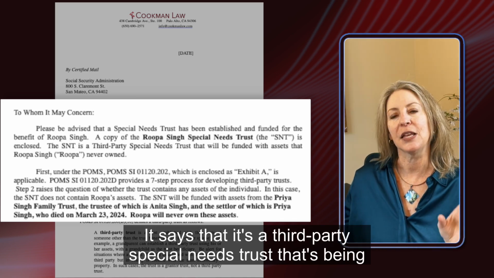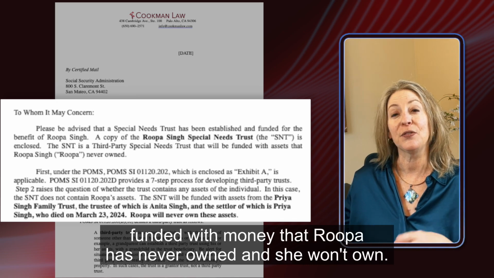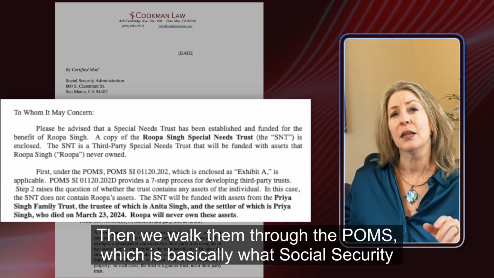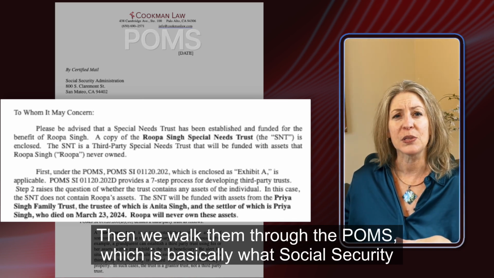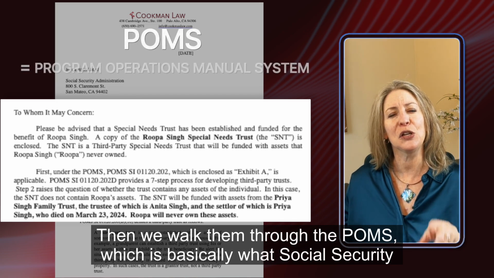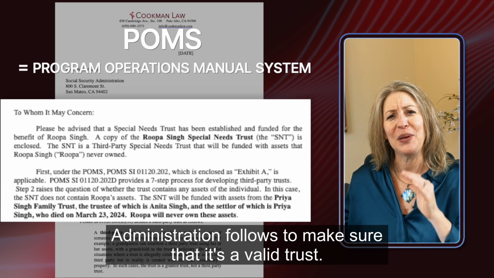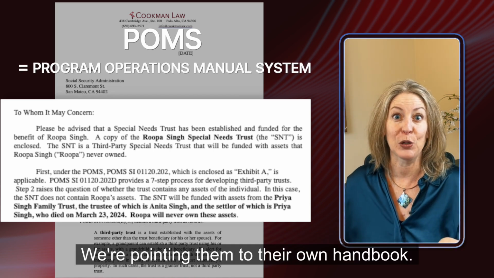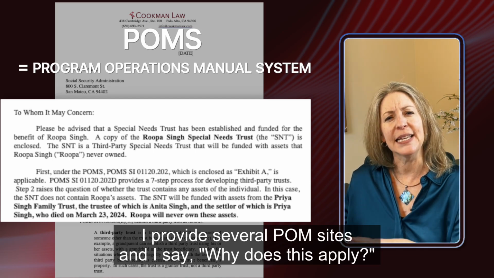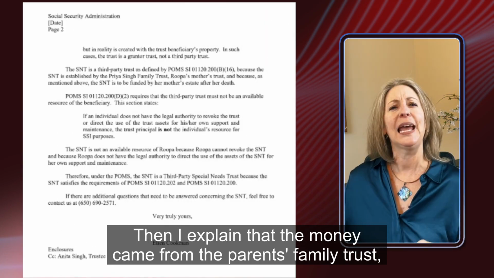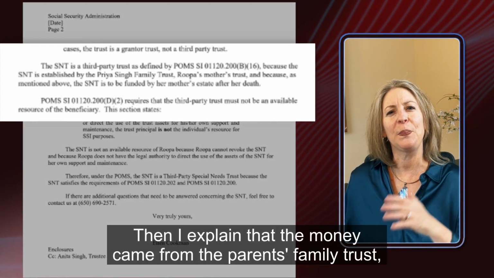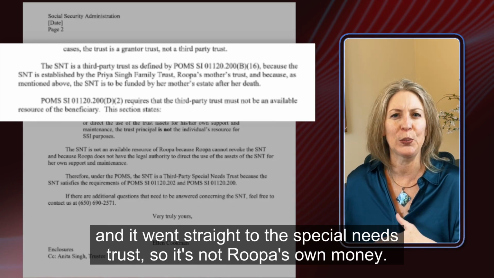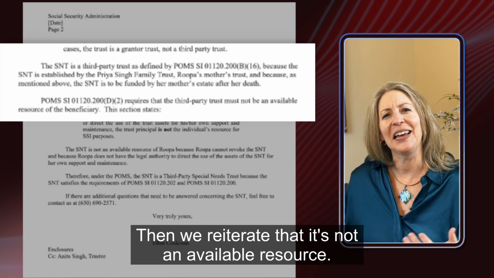And it says that it's a third-party special needs trust that's being funded with money that Rupa has never owned and she won't own. And then we walk them through the POMs, which is basically what the Social Security Administration follows to make sure that it's a valid trust. So we're pointing them to their own handbook. I provide several POMS sites and I say, why does this apply? And then I explain that the money came from the parent's family trust and it went straight to the special needs trust, so it's not Rupa's own money. And then we reiterate that it's not an available resource.